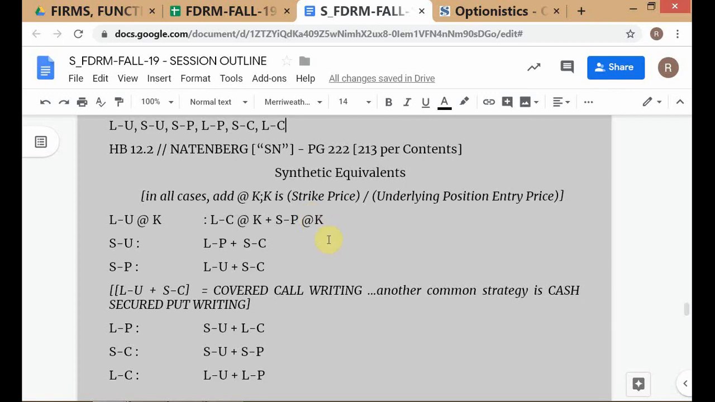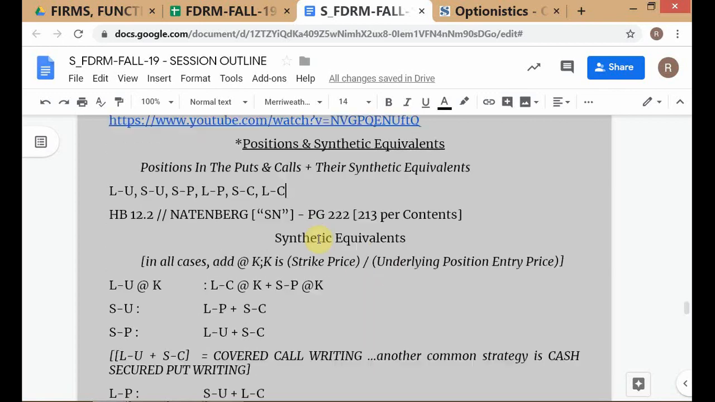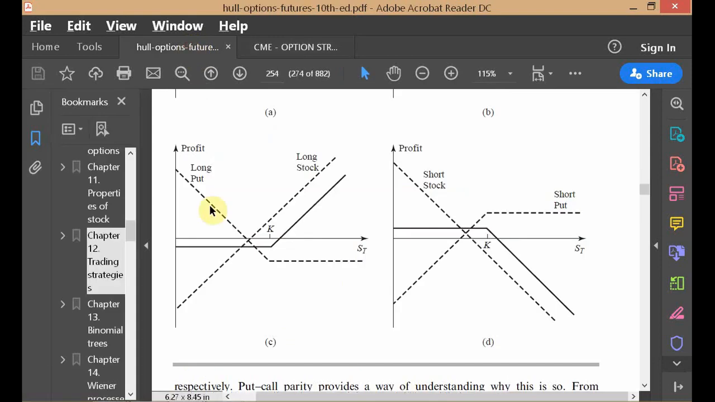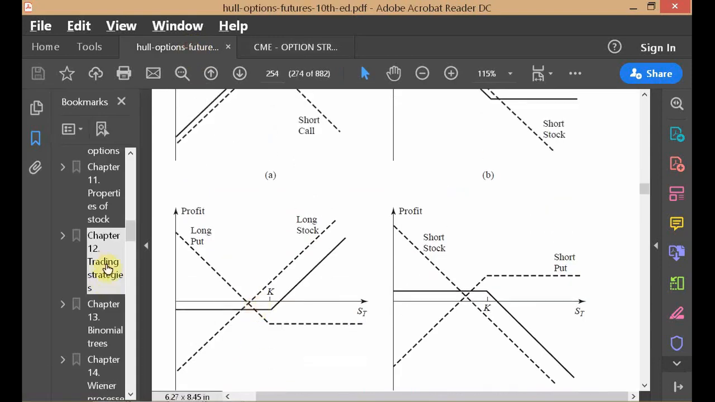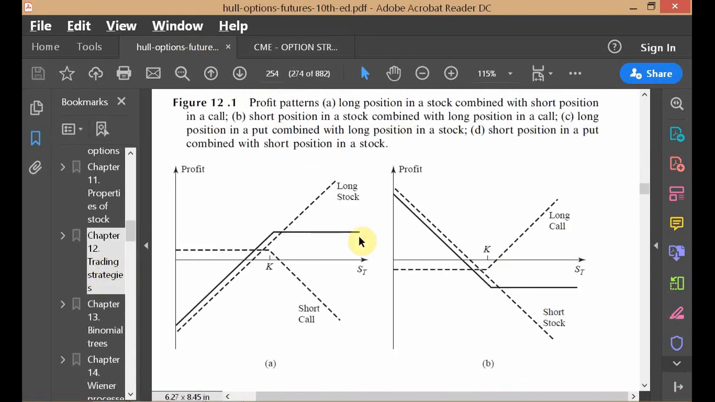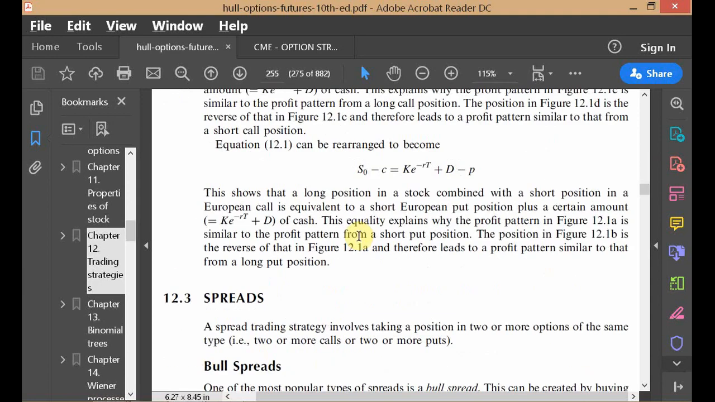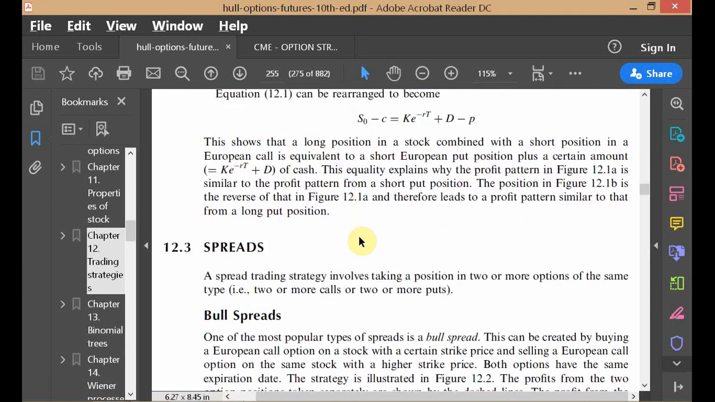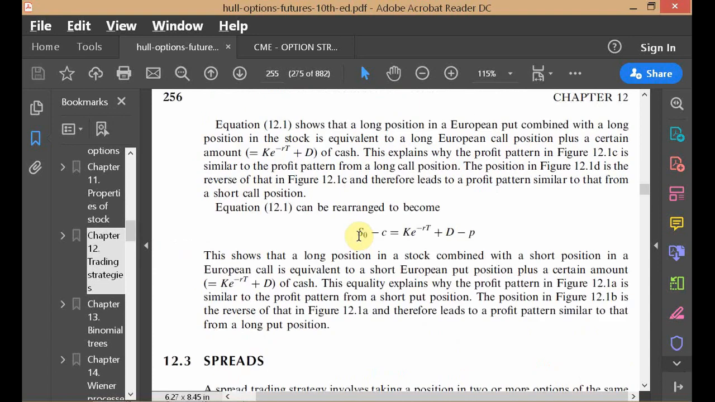If you read the Natenberg book, under this particular module, positions and synthetic equivalents, which we are studying now, I have given you two references, Hull Basu 12.2, and 12.2 is basically what we are looking at now. This is chapter 12. This is 12.1, and I've got 12.2 here. I don't know why I've got 12.2. Actually, I should have mentioned 12.1.